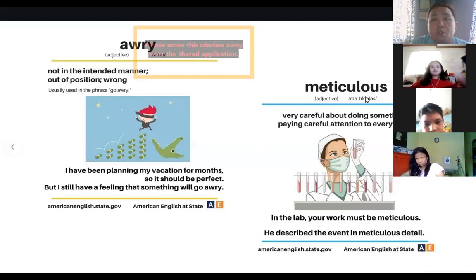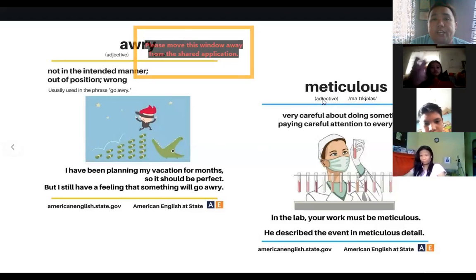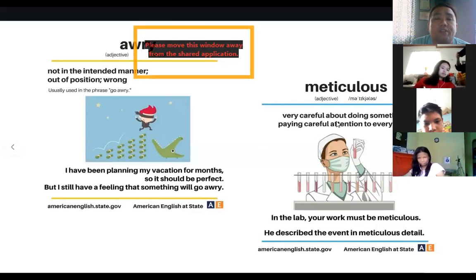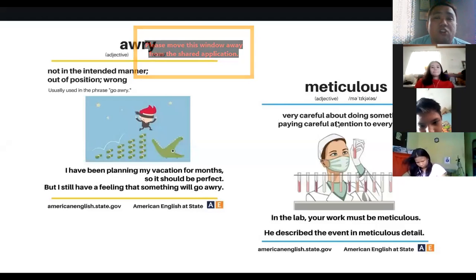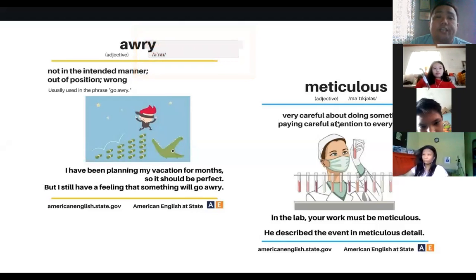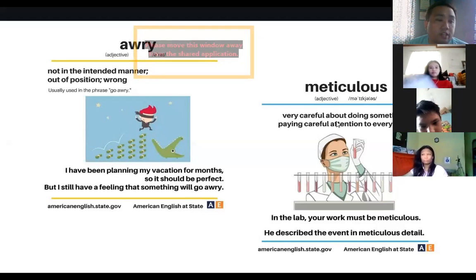Next word is meticulous. It's an adjective. Meticulous, meaning very careful about doing something. I know you're familiar with meticulous, paying careful attention to every detail. Okay, so a person is meticulous when he or she is careful in doing something, or very concentrated with full attention on every detail that he or she does. Example, in the lab, your work must be meticulous. You describe the event in meticulous detail. So that's what we mean by meticulous.